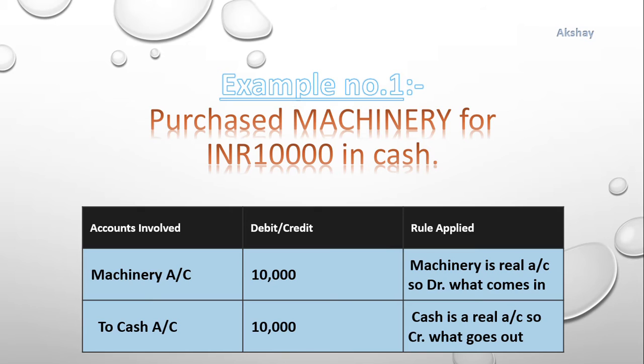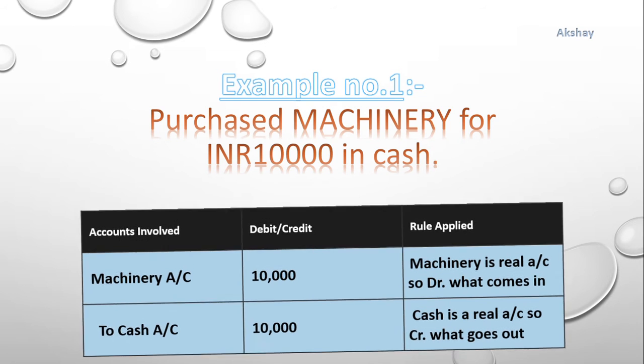And to cash account, we credit by 10,000, since cash is a real account, and we also know that credit what goes out. So the entry will be machinery account debit to cash account by 10,000.